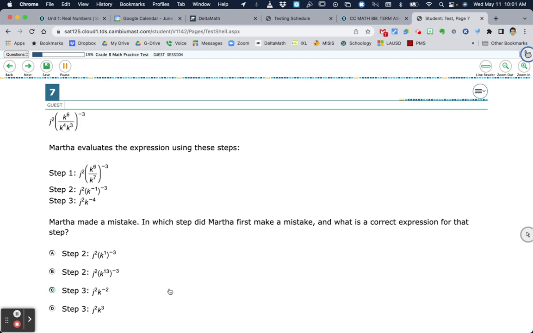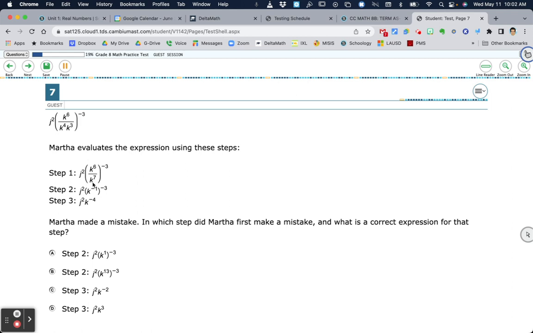Okay, so the best way to do this is just follow her work. Now, she went from this to this. How did she get from k to the 4th times k to the 3rd to k to the 7th? What did she do? How do you get from here to here? Well, what can you do with 4 and 3 to get 7? Add them. Yeah, and that's what you're supposed to do. You're multiplying powers with the same base. K to the 4 times k to the 3 makes k to the 7.